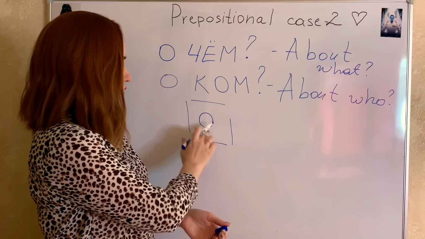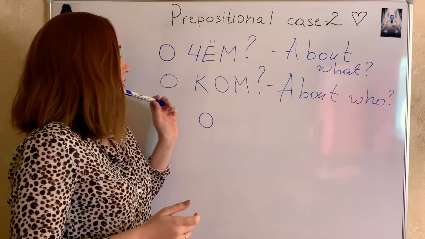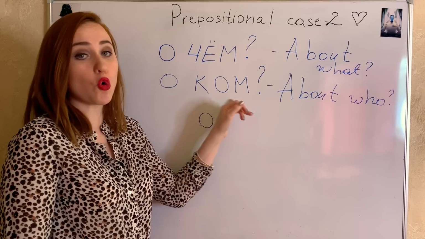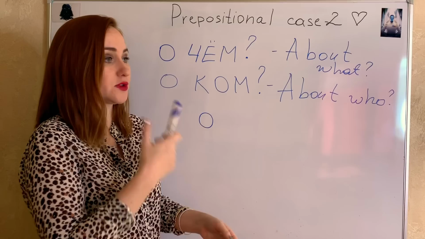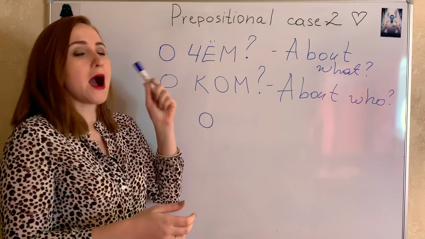So pay attention to the pronunciation. You remember the vowel reduction rules, right? So here it sounds not like clear о, but like а, а. О ком. Repeat after me. О ком. About who? О чём. So it's not a clear о, or you will sound like a, you know, hillbilly. О чём, о ком.